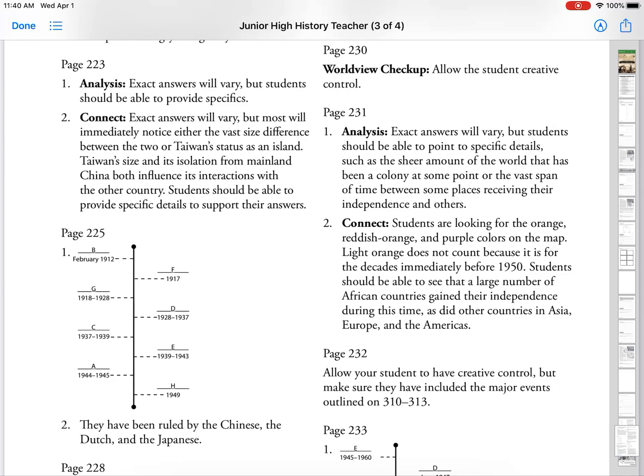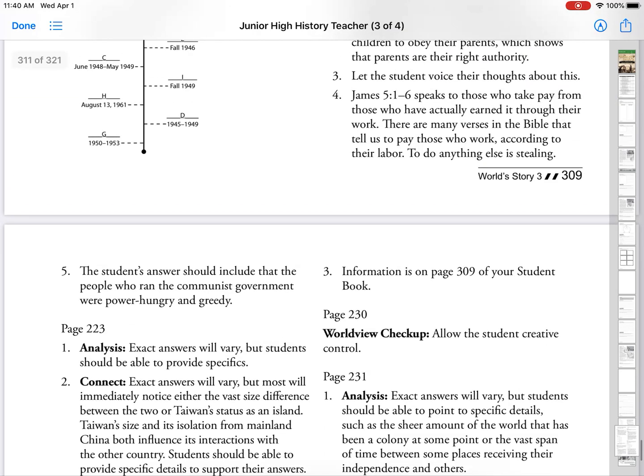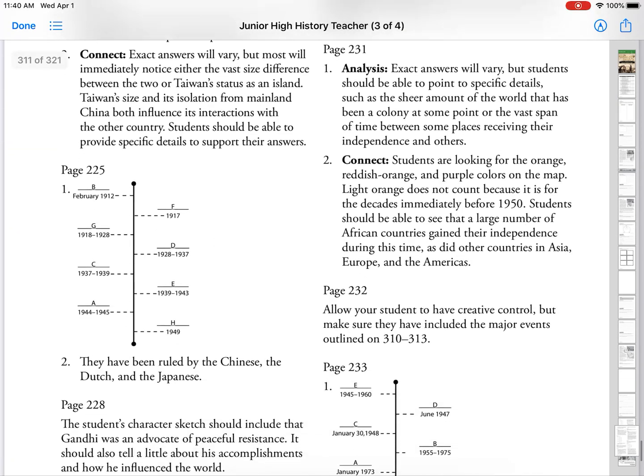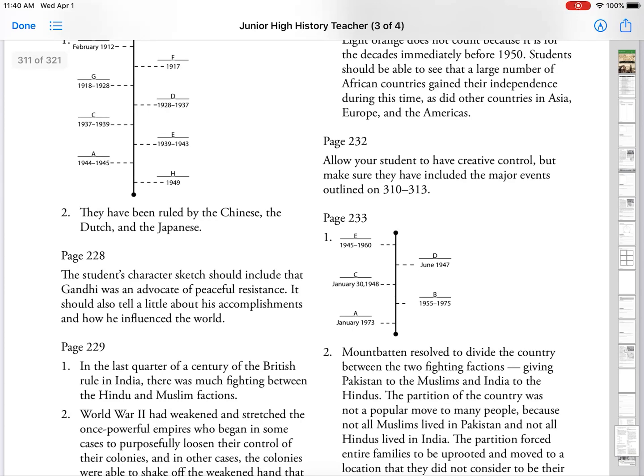I got an actual packet here for you. So, page 228. Your first question would have been... oh, there it is. All right. The character sketch of Gandhi. There's not really a right or wrong answer for this. These are just some of your observations. It says the student's character sketch should include that Gandhi was an advocate of peaceful resistance. Again, you should have gotten that out of the reading. So there's not really a right or wrong answer for this. I just want you to write down your observations about Gandhi and then your illustration there, your picture.